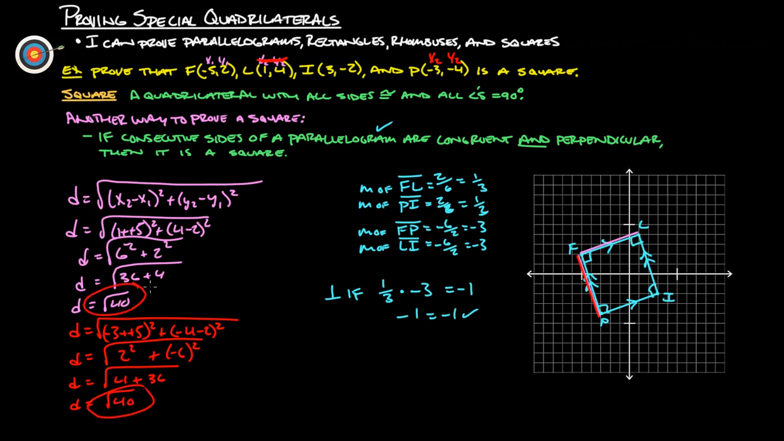So since those two match, and we showed that they were perpendicular right here, and we also showed that two consecutive sides are congruent, we have now proven, therefore, FLIP is a square.